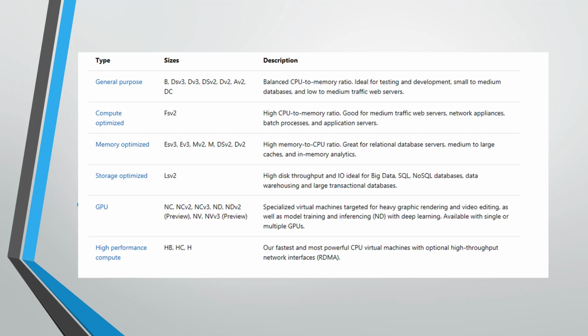When you create the VM, you have to create its size. Think of this when you used to buy a computer. You'd have to create a CPU, memory, how many CPUs, what kind of CPU, how much memory. And Azure breaks it down to different types, different sizes, and gives you a description. So general purpose would be these sizes here. They provide a good balance CPU to memory. If you're doing something heavily graphical, you want GPU, specialized virtual machines, targeted for heavy graphic rendering.